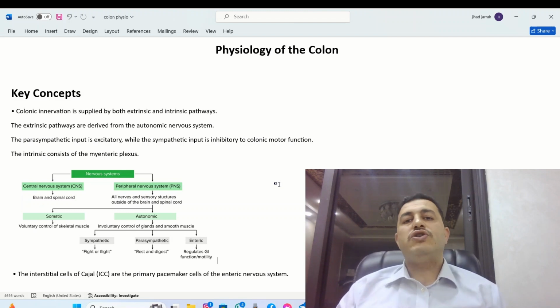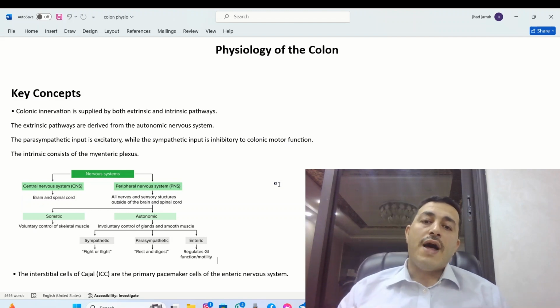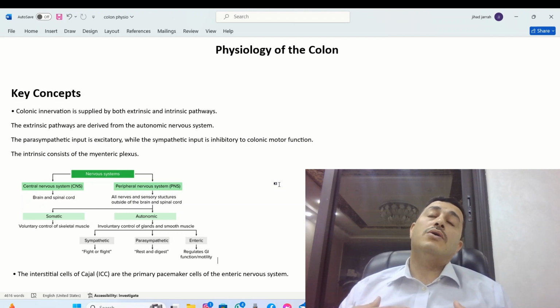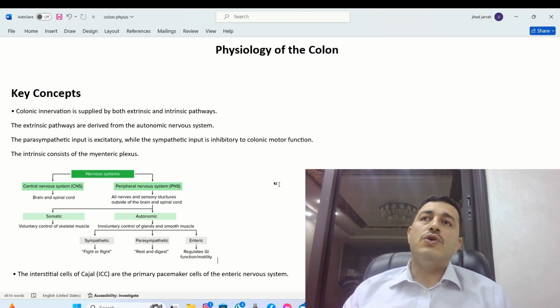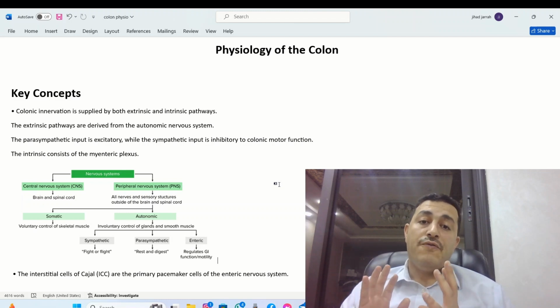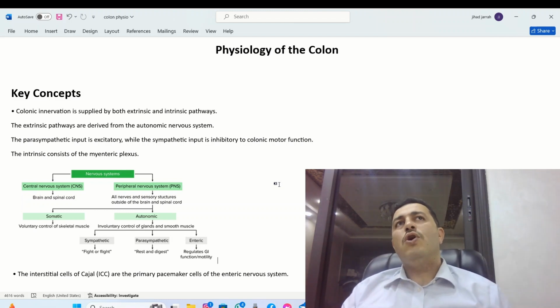Just a brief introduction to this lecture. When we want to talk about the function of the colon, this will indirectly lead us to talk about the innervation of the colon and the contraction of the colon, because it will help us in understanding some functions of the colon. Just briefly, let us discuss what functions the colon participates in.